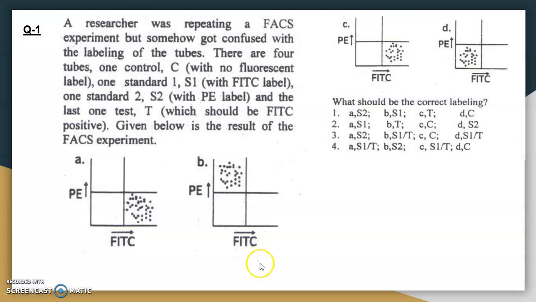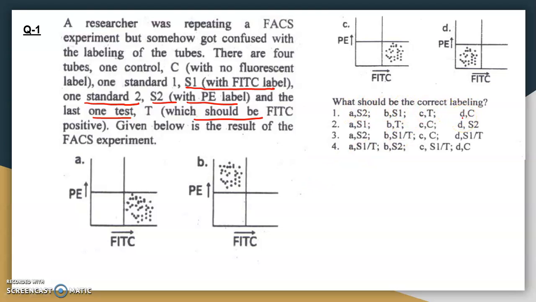A researcher was repeating a FACS experiment but somehow got confused with the labeling of the tubes. There are four tubes: one control with no fluorescent label, one standard, that is S1, with FITC label, one standard 2, that is S2, with PE label, and the last one, T, which should be FITC positive. Given below is the result of the FACS experiment. Now you have to identify what the correct labeling should be.